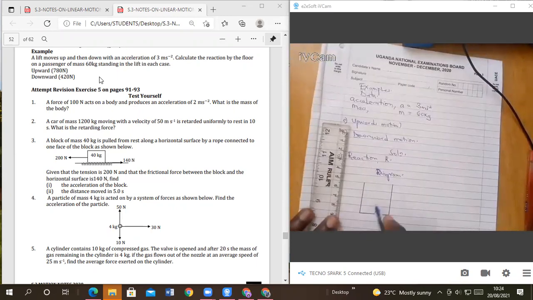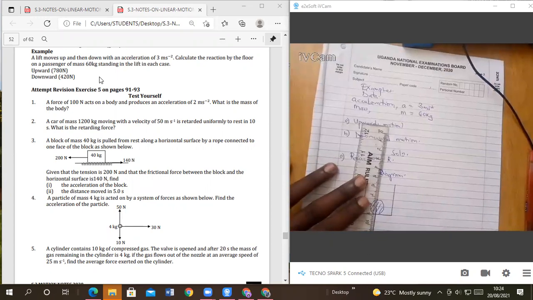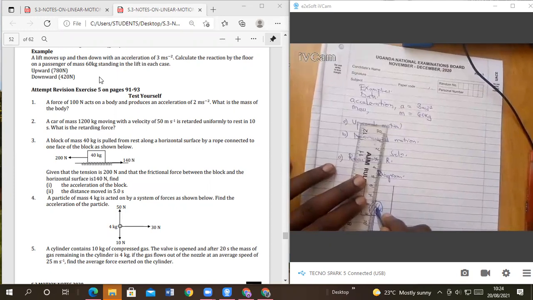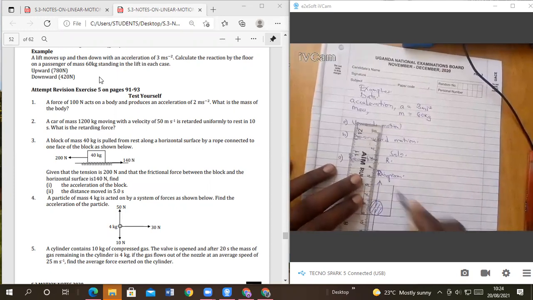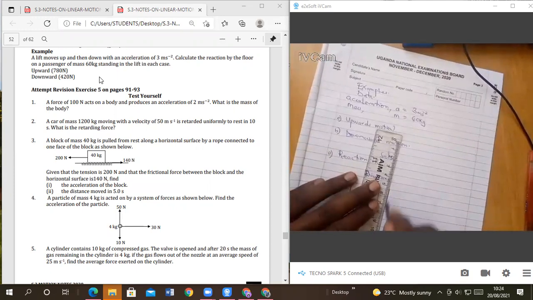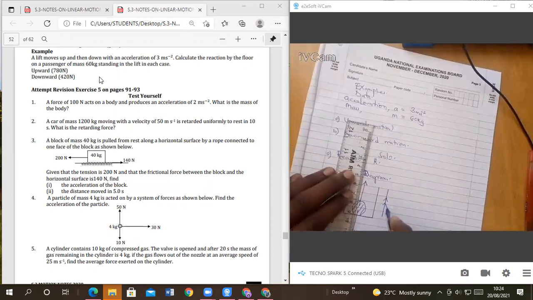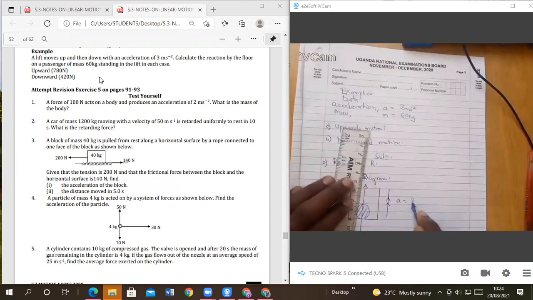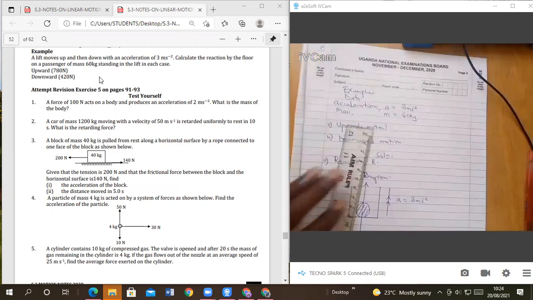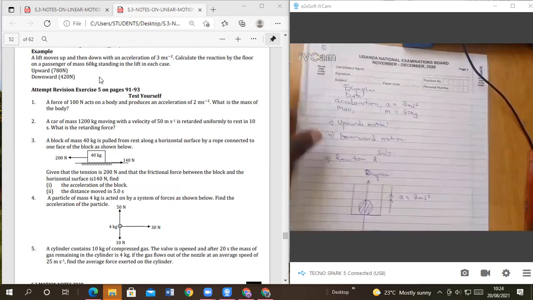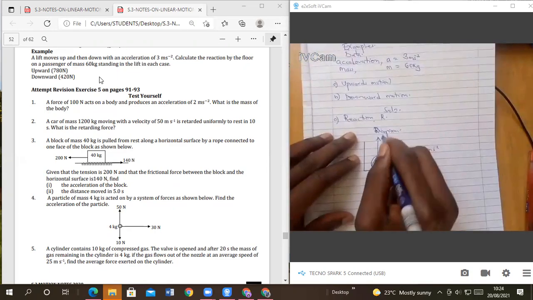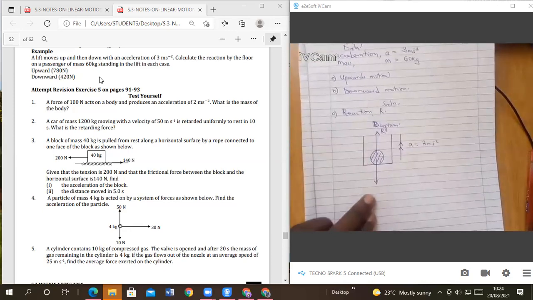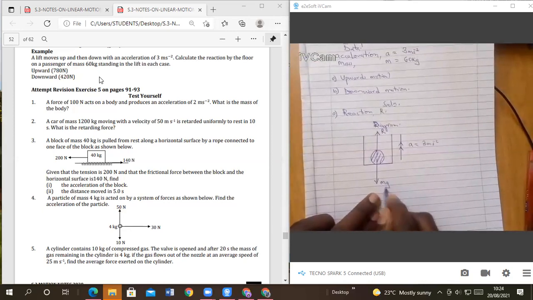We have that. The body is there. The reaction is there. This time the lift is moving upwards, so acceleration was given to be 3 meters per second squared. So this is our reaction R, and the weight m, which is mg.